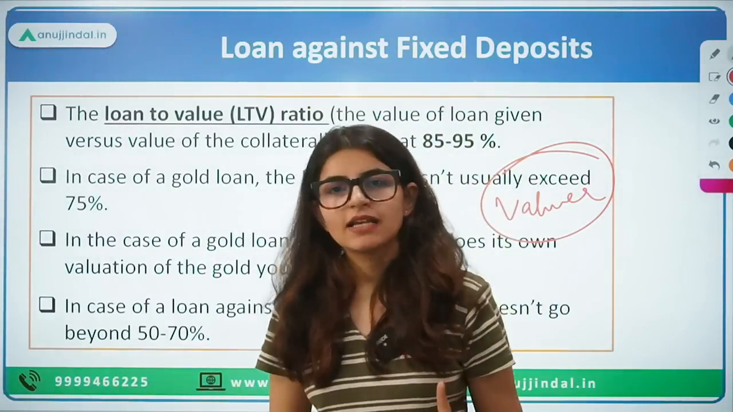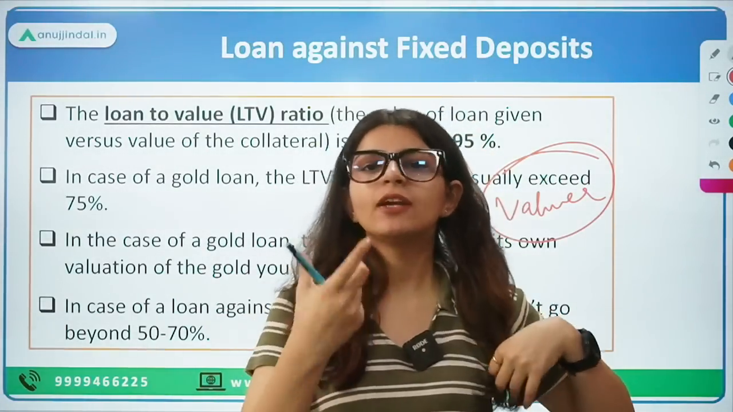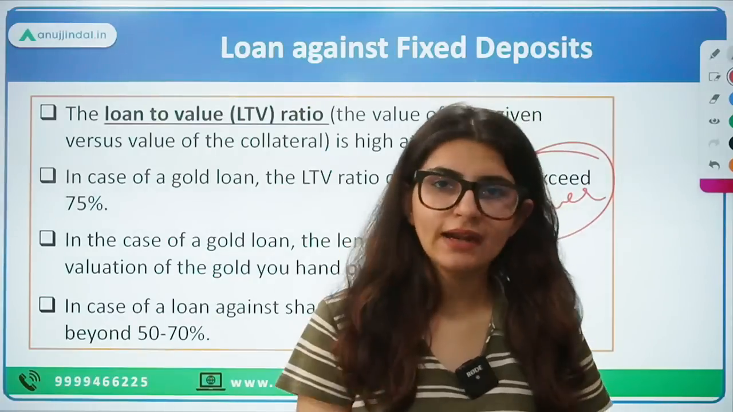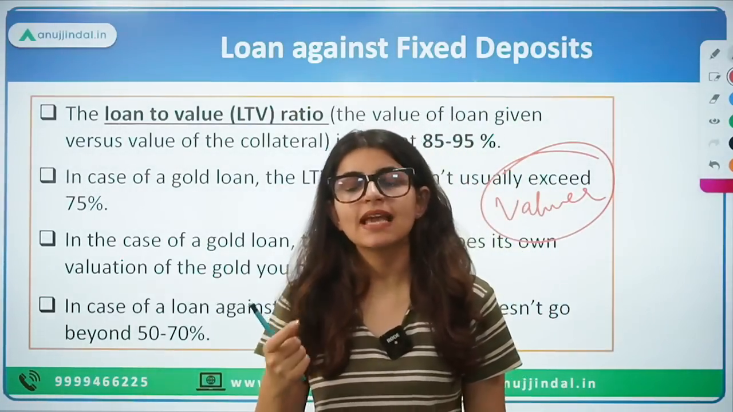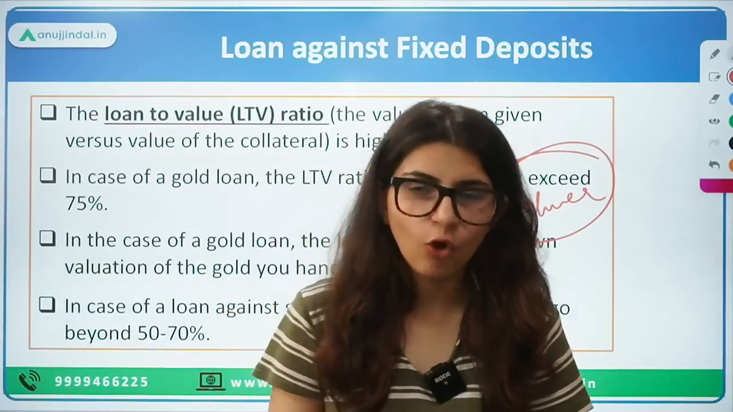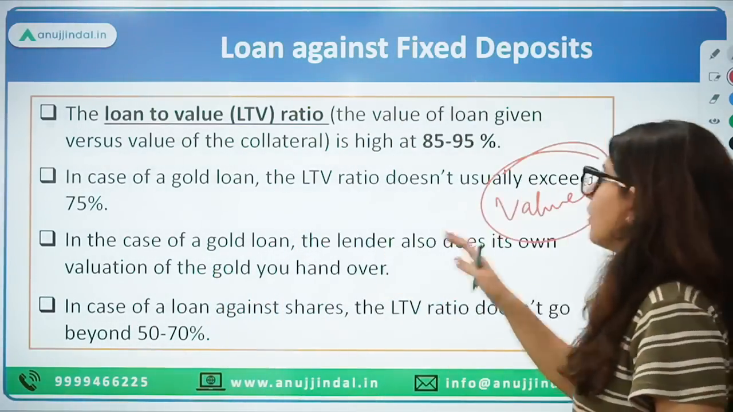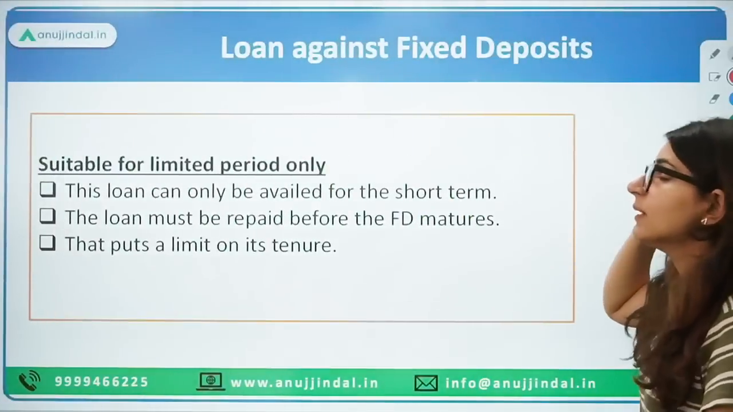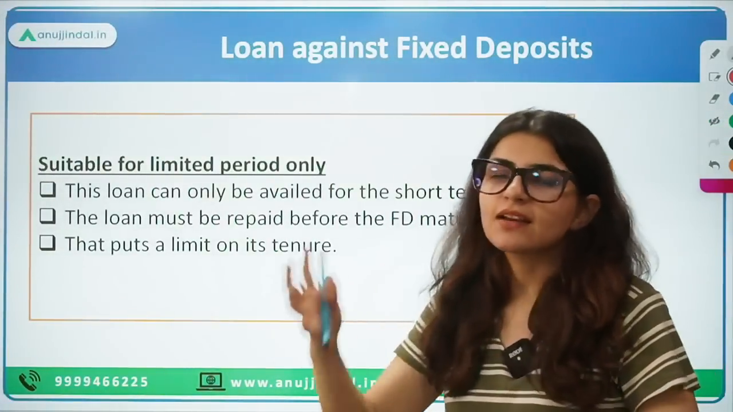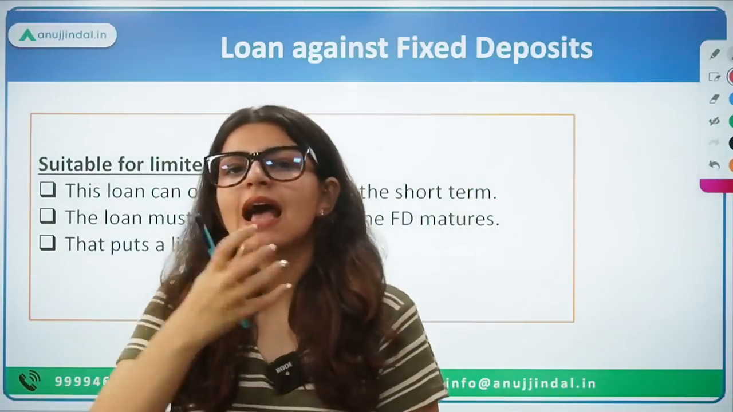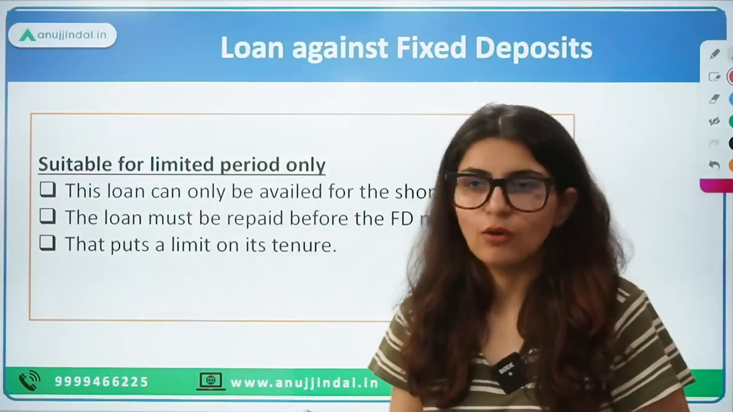Ab is FD ke case mein kya hota hai? Because it is a very liquid asset, a highly liquid collateral, in this case the valuation is not done or the process is eased for a borrower as well as for the banks. Aur banks ke liye zyada trustworthy ho jata hai because that person has this amount of FD in their account. Okay.